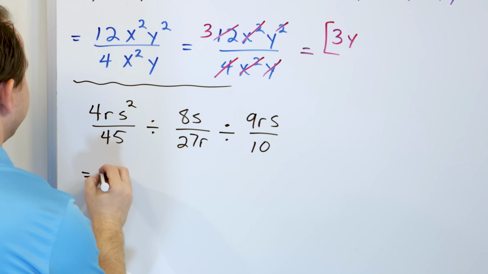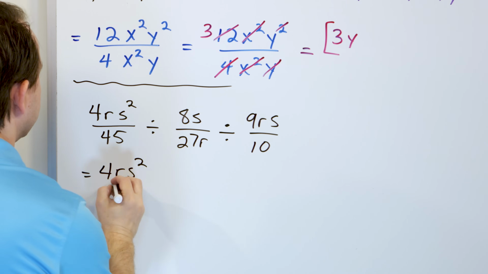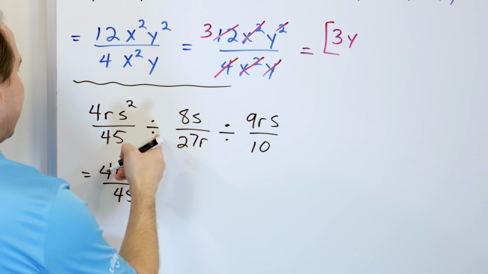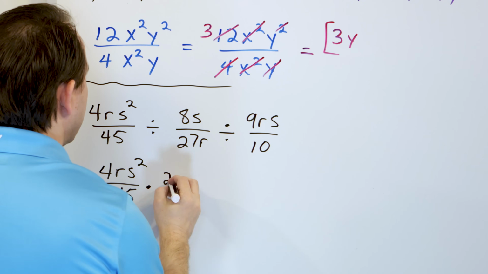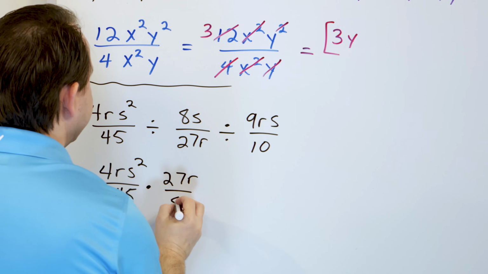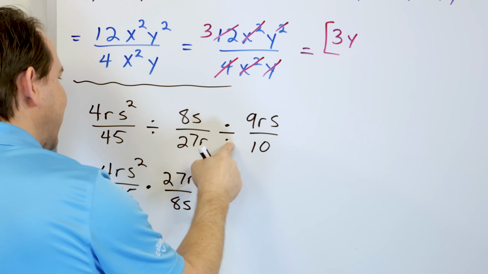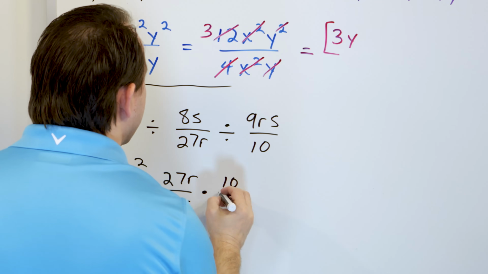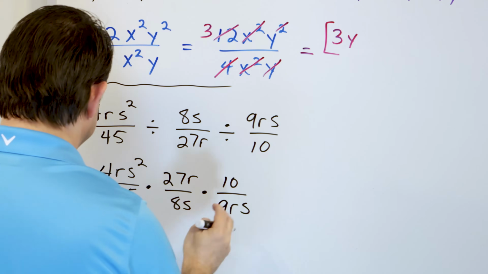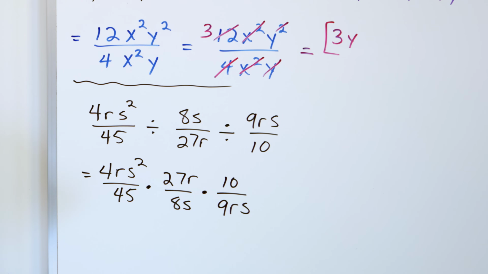So over here we'll have the 4rs squared over 45. Change this to multiplication, flip the second one over, 27r over 8s. In the same step, we can then change this one to multiplication, but then flip the second one over. 10 over 9rs.